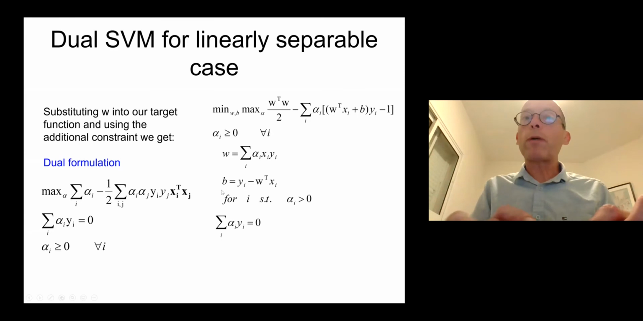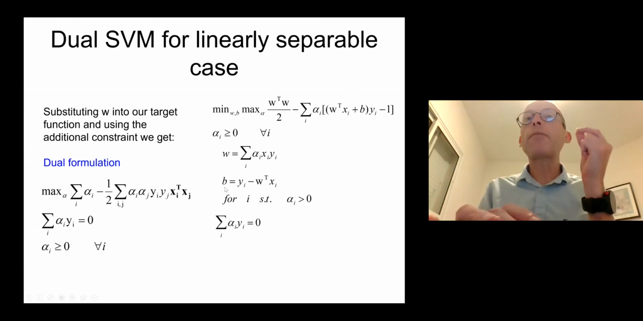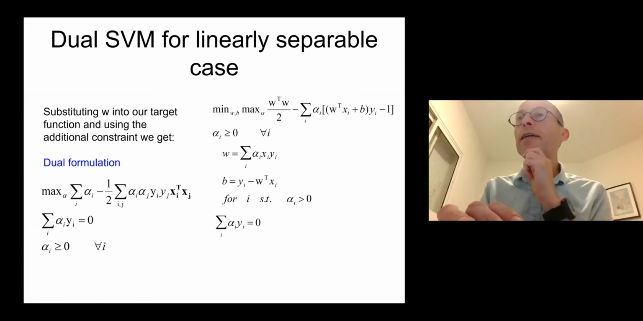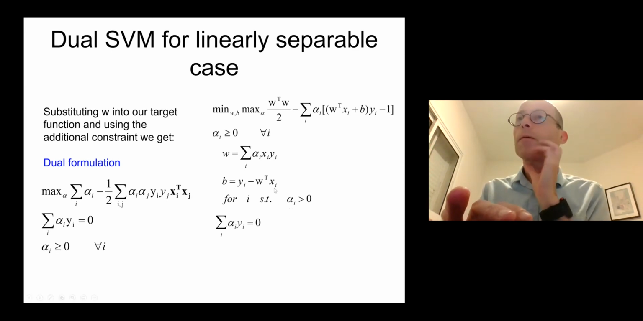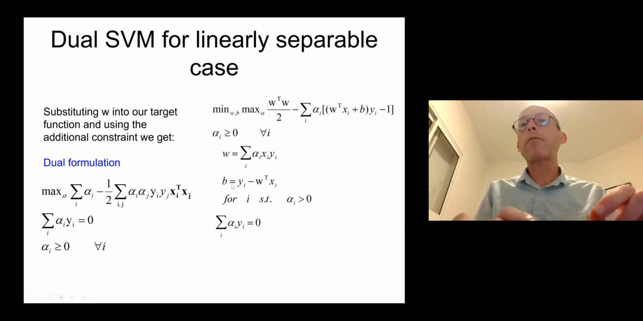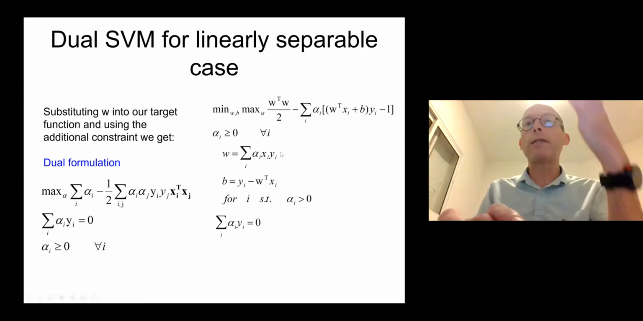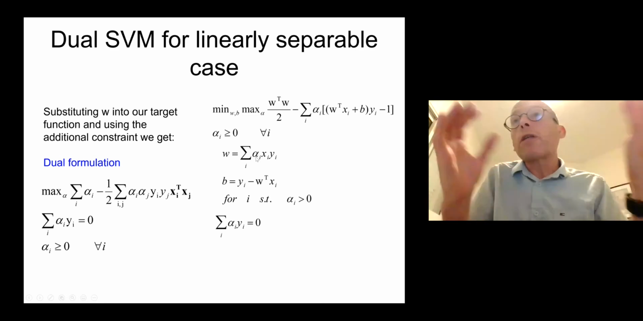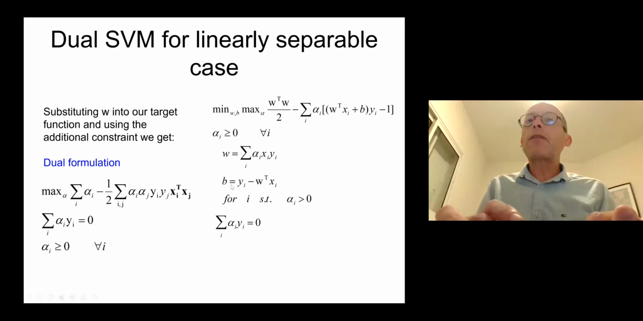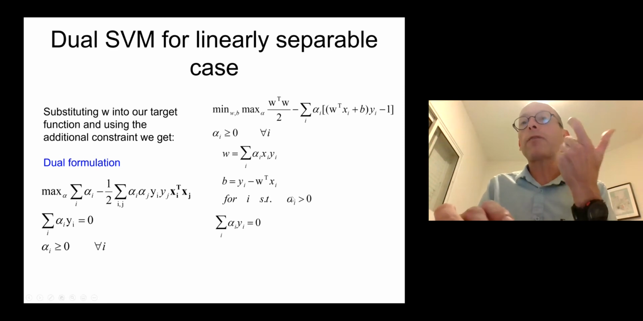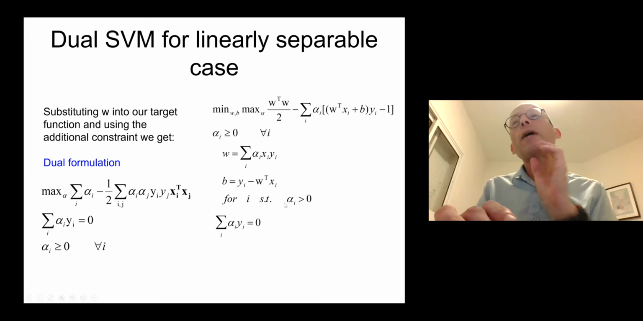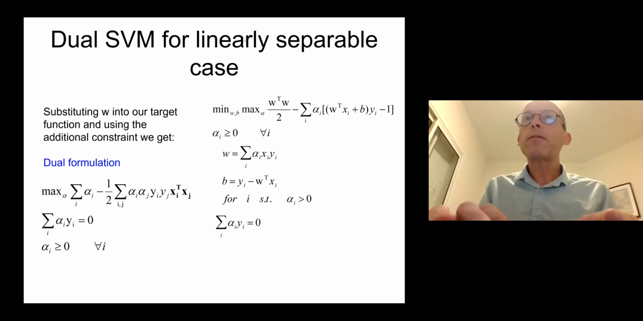Of course, in order to find B, we need at least one alpha i that is greater than 0. What happens if all the alpha i's are 0? How can we get B? W is just the sum of this, but if everything is 0, then W is 0. That's not a good way to solve it, but it's valid. But for B, we really need at least one alpha i not 0, otherwise there's no B. How do we know that we have at least one alpha i that is not 0?